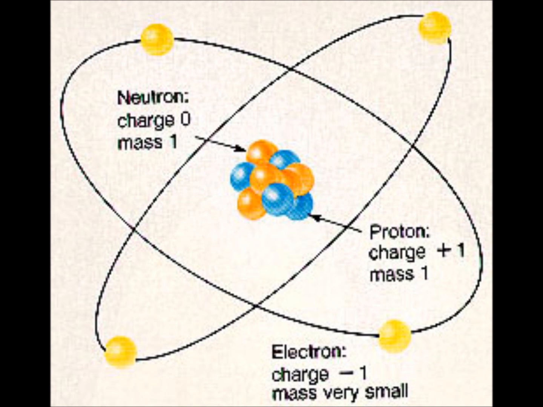The chemical properties of atoms are governed by the number of electrons in the cloud. These match the number of protons in the nucleus, and the electric charge of the electron and proton balance exactly.